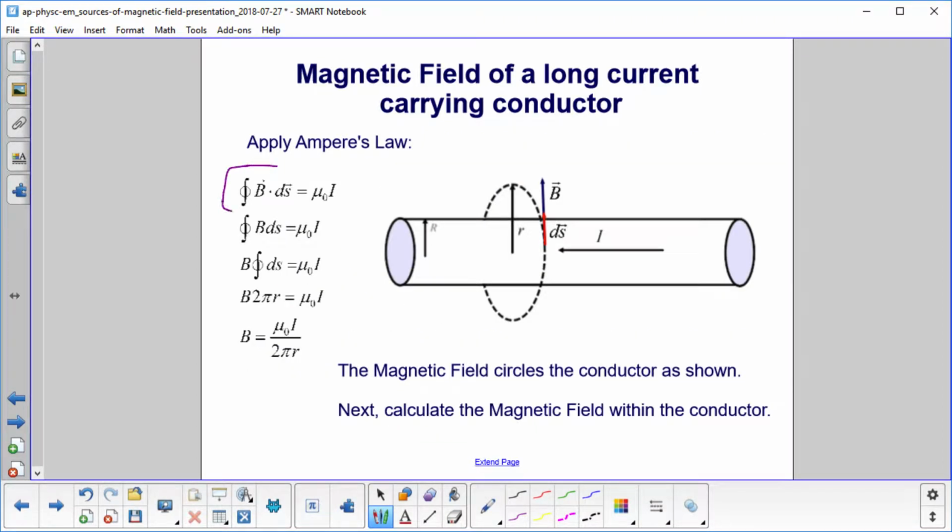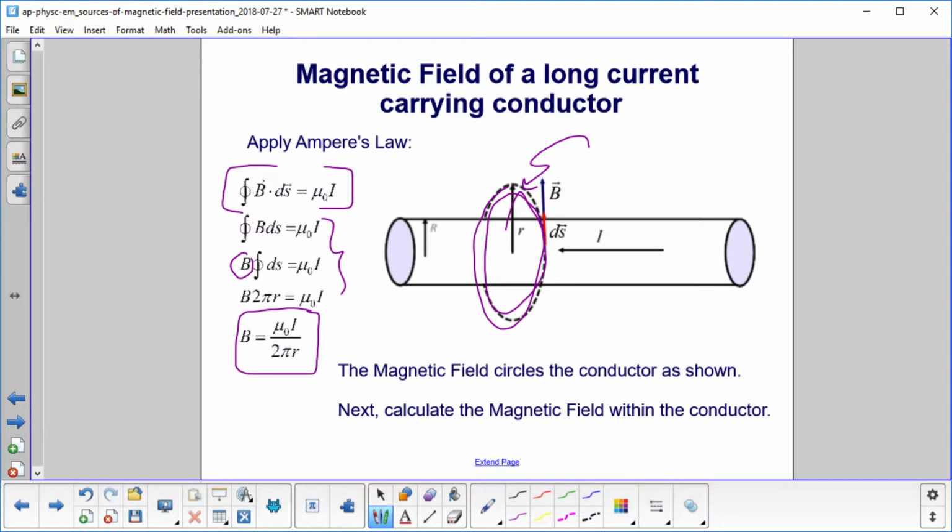We have Ampere's law, where we have a line integral about the Amperian loop, and B dot ds reduces to B ds. B is a constant, it comes outside, and the right-hand side, the enclosed current, will be I. That's the current that's going through this loop. We integrate ds over the circumference, we get 2 pi r. We divide through and we find the magnetic field, and this is a known result to us, so that's good that this works. And we show the magnetic field circling the conductor.